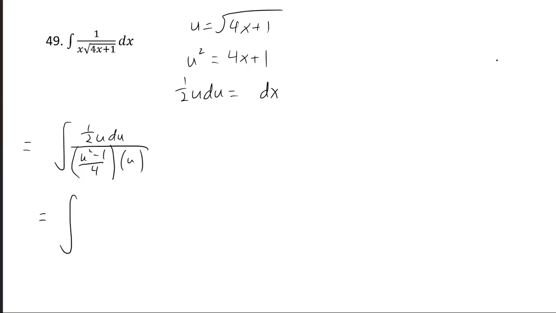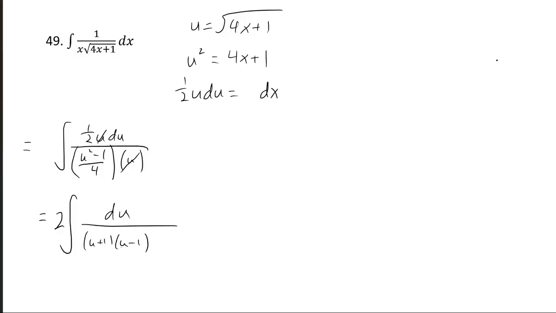So on the bottom, you would have u squared minus 1, which is u plus 1, u minus 1, and then we still have the u. Dividing by a fourth is the same thing as multiplying by 4, so 4 times half is 2, and then actually these u's cancel, so you're just left with u plus 1, u minus 1 on the bottom, and then du on the top.